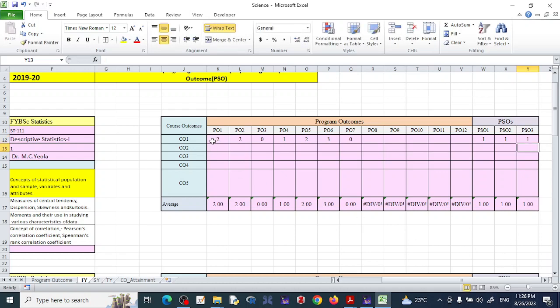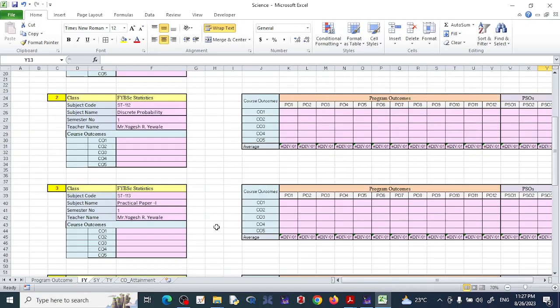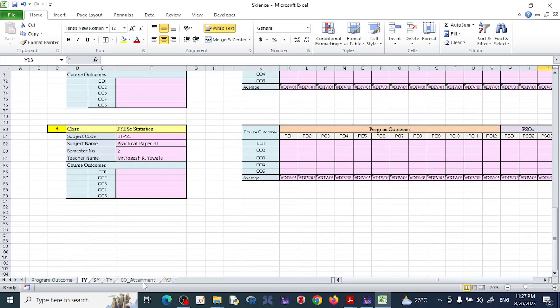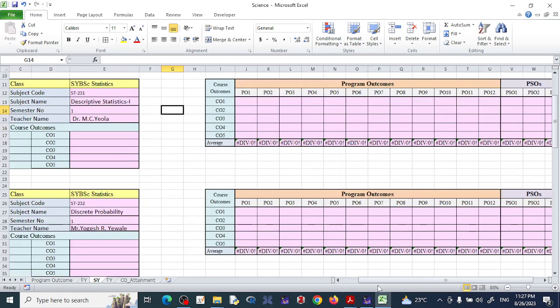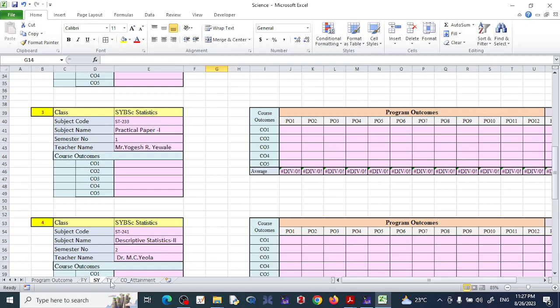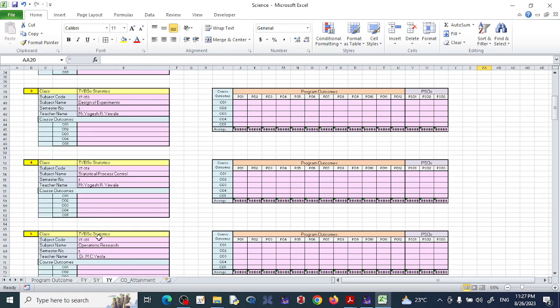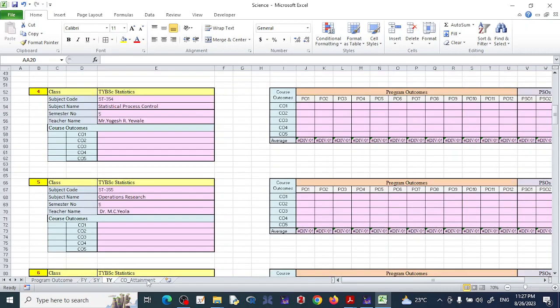In this way all these course outcomes, all these entries need to be filled for each course under first year. In the same procedure has to be repeated for the second year courses, all the subjects taught in second year, and the same procedure should be repeated for all the courses taught in third year.